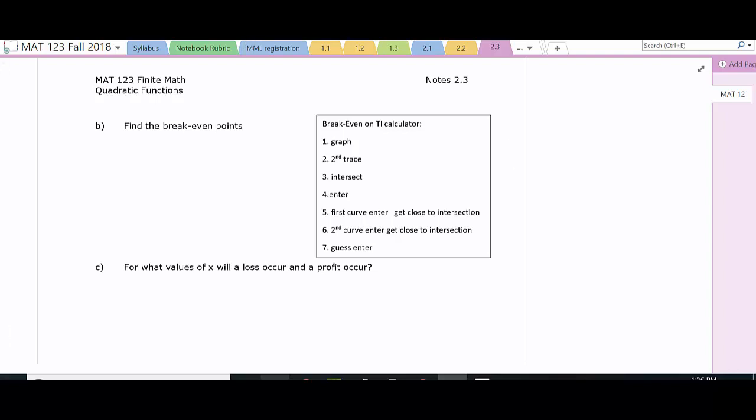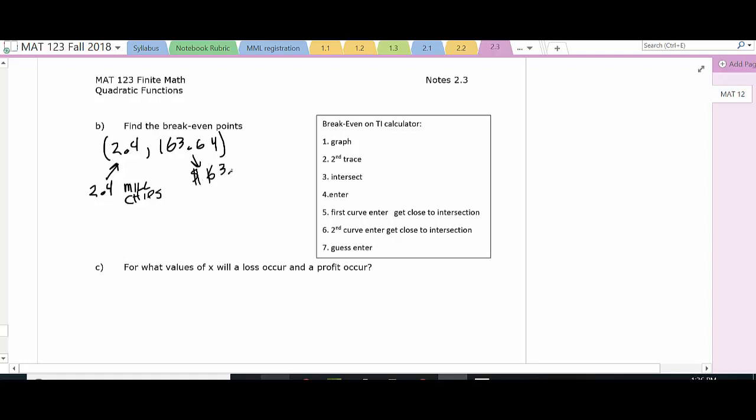What we're getting is 2.4, and comma, that looks like 163.64 like that. Okay, so we have that. So what this means is, and everything was in millions. So if you sell 2.4 million chips, I think that's what it was, then your revenue is $163.64 million. Okay, that's what you got. And that would be a break-even point. Once you get past that, you'll start making profit.